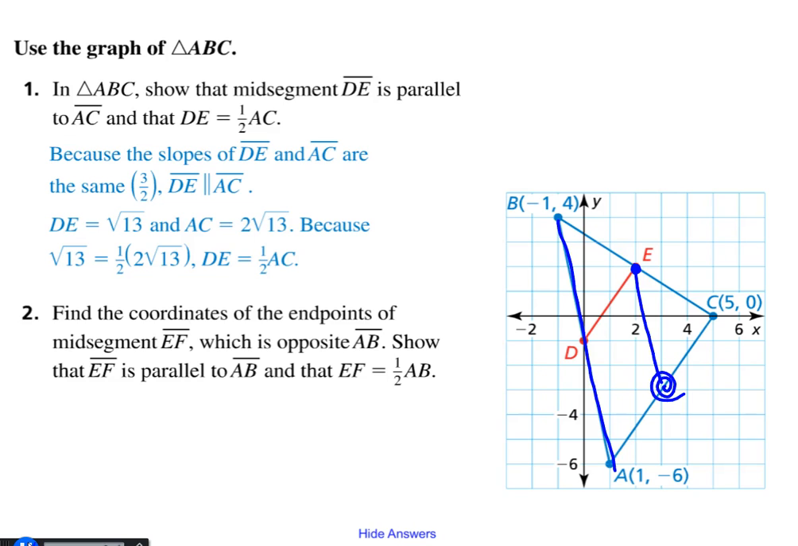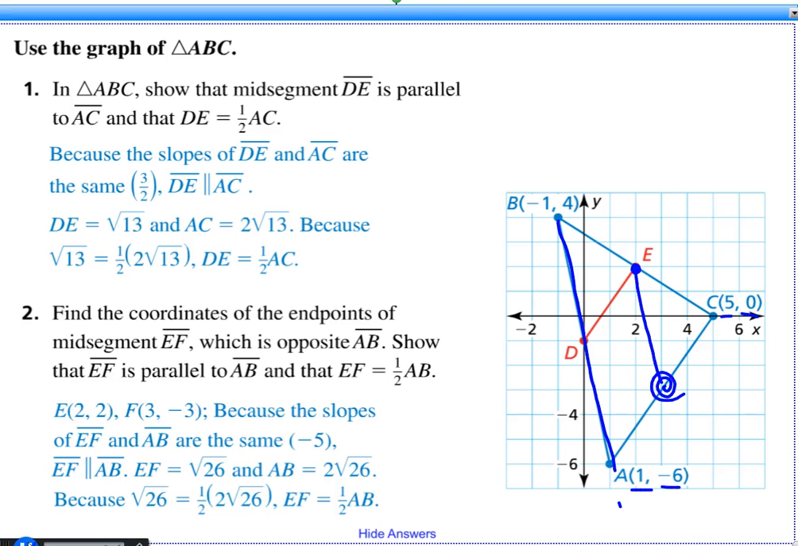Well, so in order to find that midsegment, we need the midpoint of AC. So we're going to do 5 plus 1 divided by 2, 0 plus -6 divided by 2. So F is positive 3, negative 3. That's going to be its ordered pair here.